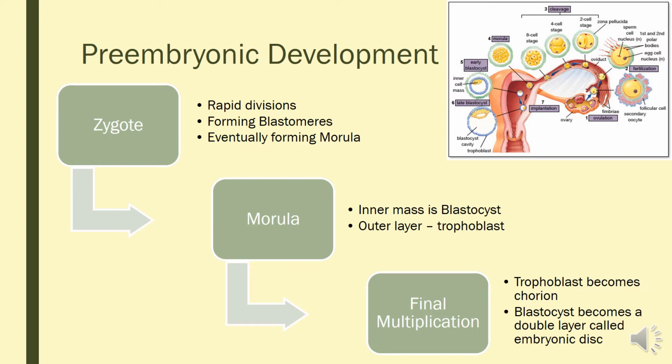The outer layer of cells replaces the zona pellucida to become the trophoblast. Multiplication is continued, and eventually the trophoblast will become the chorion, and the blastocyst will become the embryonic disc, which will develop into the embryo and the amnion. Early pregnancy factor is present and acts as an immunosuppressant. This is secreted by the trophoblast and allows for the foreign body, since the zygote has genetic material that is not maternal, to remain safe in the environment.